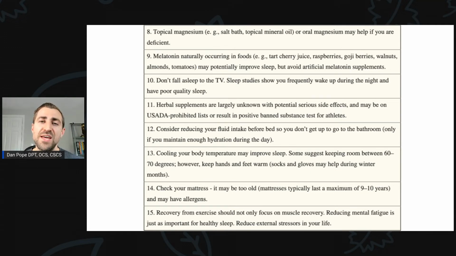But the other piece is that they may actually wake you up throughout the course of the night. It might not be a good thing, right? Number 11, herbal supplements are largely unknown with potential serious side effects and may be on USADA prohibited lists or result in positive banned substances tests for athletes.